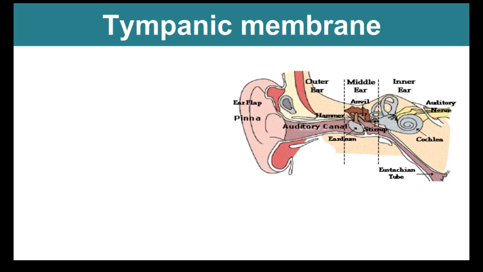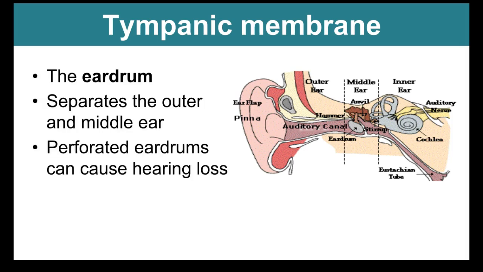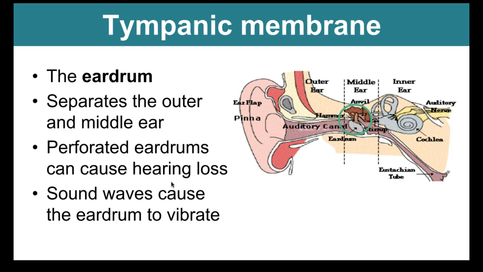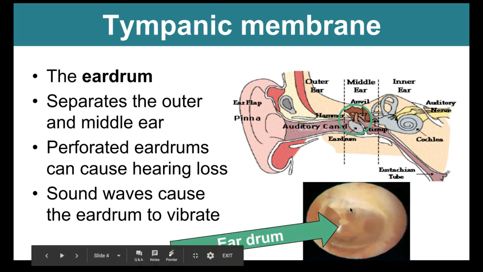So now looking at the eardrum or the tympanic membrane, it's what separates the outer and the middle ear. And if you perforate it or cause it to rupture or break in any way, it can lead to hearing loss. Because if you don't have the eardrum to vibrate the ossicles, okay, obviously the ossicles aren't going to vibrate. It's not going to send the impulse to the cochlea, and then nothing's going to be sent to the brain. So this is what the eardrum actually looks like when the doctor sticks that little light thing in your ear. That's what they're going to be able to see, right at the end of your auditory canal.